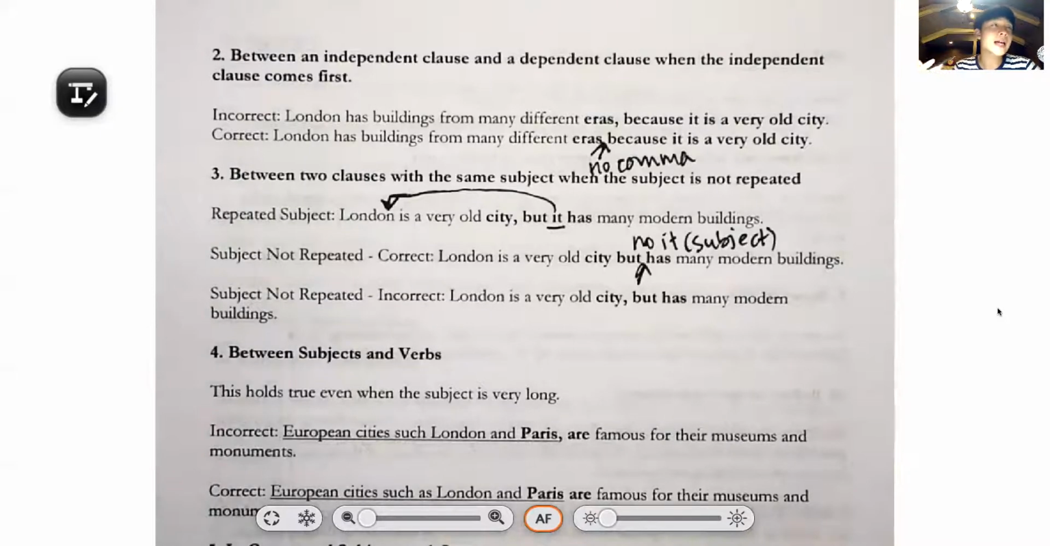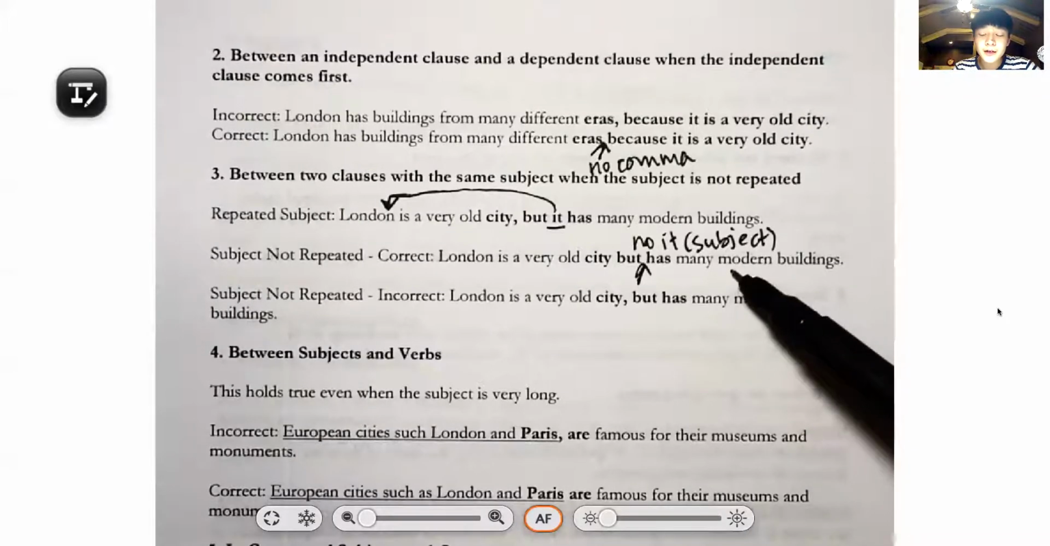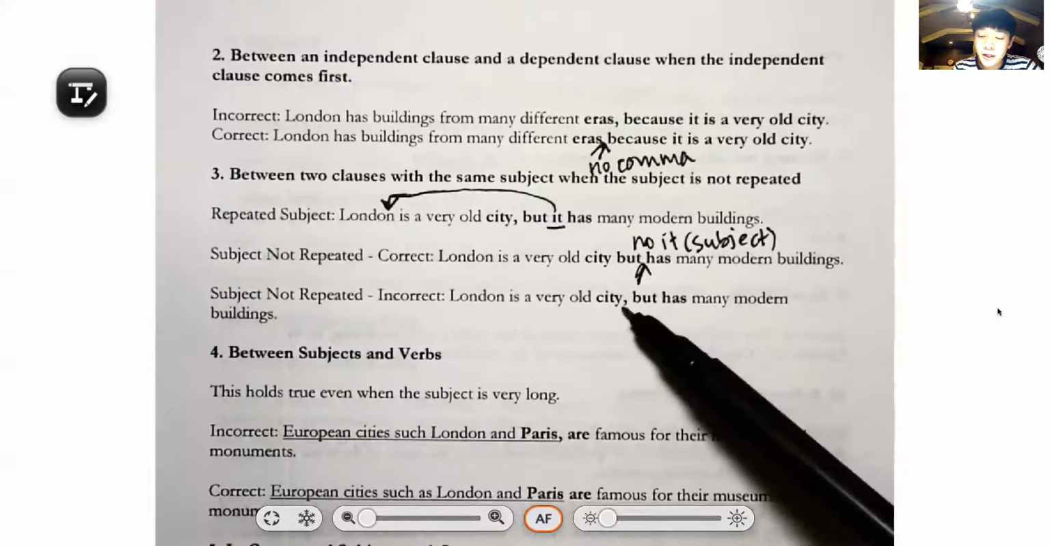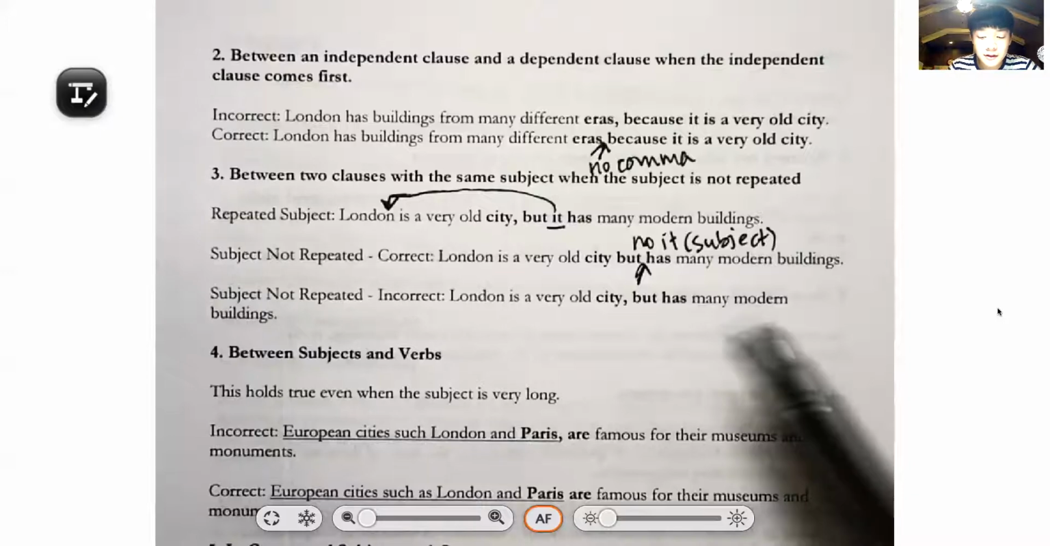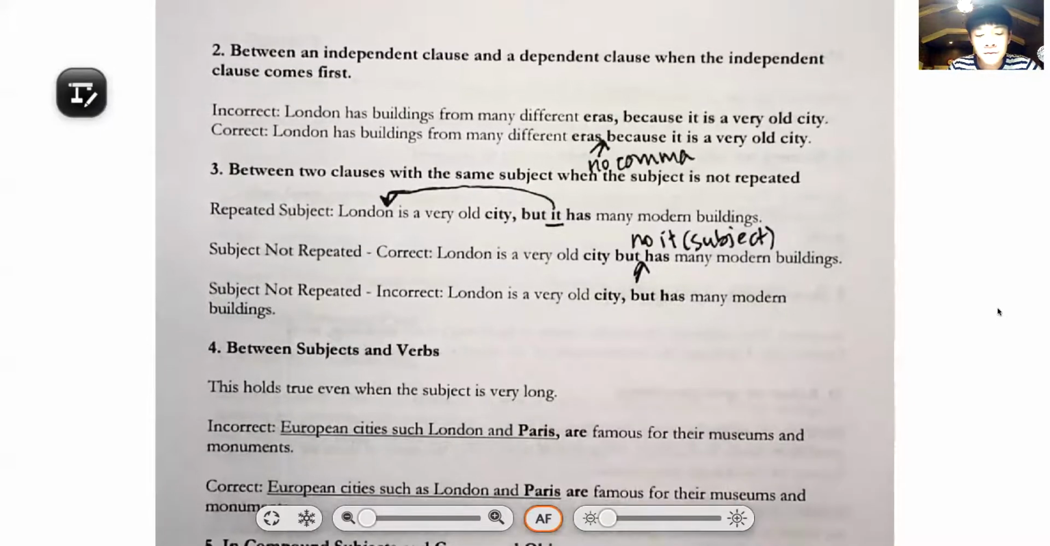Why does the subject not have to be restated? Well, if you're talking about London already, you can just say London is a very old city but has many modern buildings, right? So that's the correct version right there. You never put a comma in there when it doesn't have a subject. As you can see, this is the incorrect version.